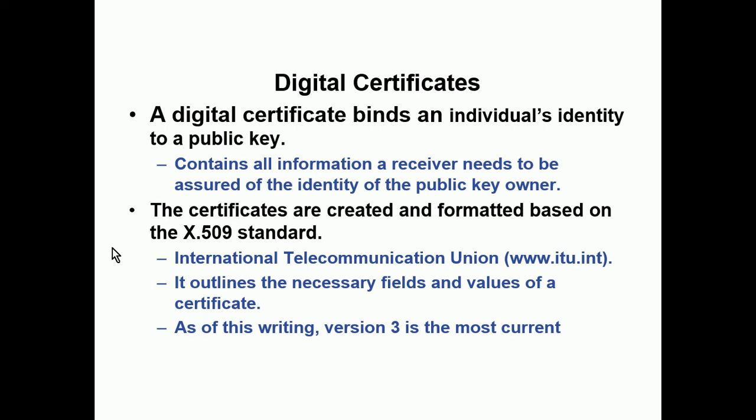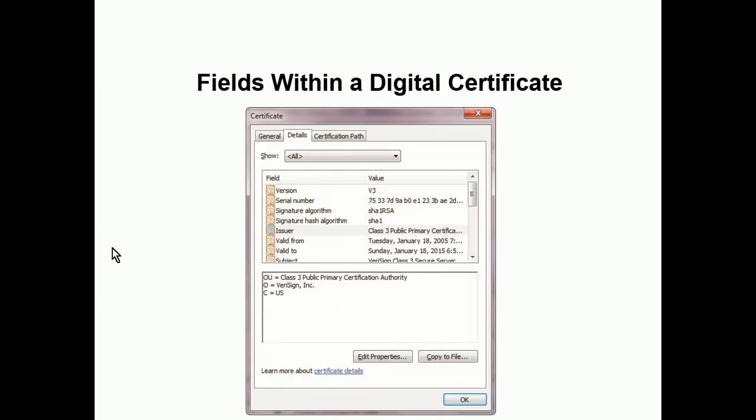All right, so digital certificates. A digital certificate binds an individual's identity to a public key. That's the whole purpose: if I have a public key, I can bind that public key to my identity, which can be vetted by a third party. Some of the fields that you might see in a digital certificate, you can look at again in Windows. I think in the lab I have you go through and take a look at some of the fields that you would use in a digital certificate. There's a lot of stuff in there.